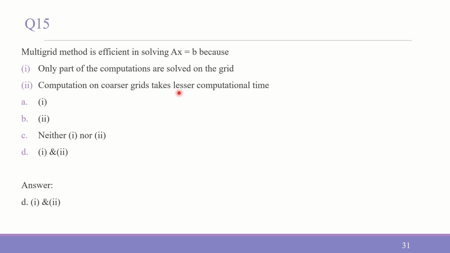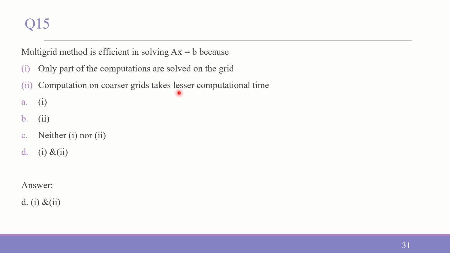Second one, computation on coarser grids takes less computational time. That is also true, right? In a coarser grid, we will take less computational time because the number of cells in the coarser grid will be low. So it takes less computational time.